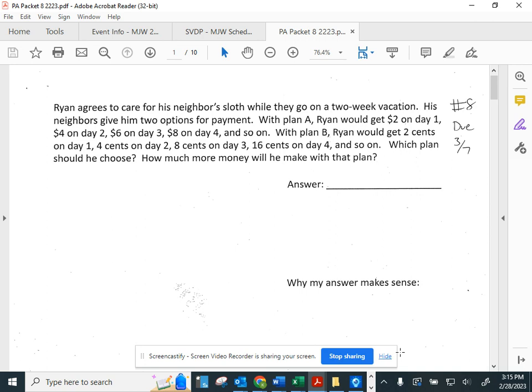Our first page says Ryan agrees to care for his neighbor's sloth. How fun would that be? Well, they go on a 2-week vacation. His neighbors give him two options for payment.